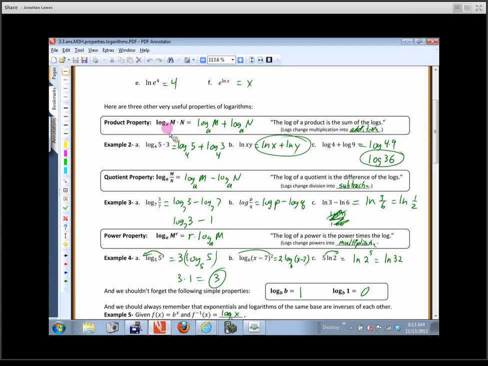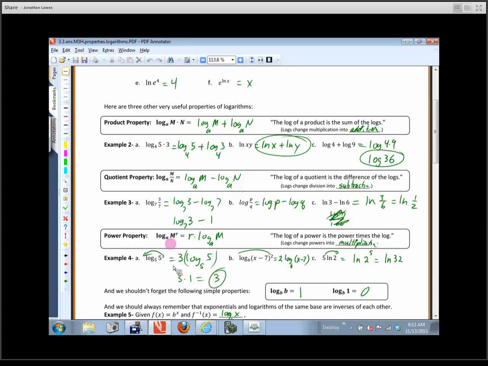So if we can change a multiplication problem into an addition problem, we're in pretty good shape. So if this is log base a of m times n, we get log base a of m plus log base a of n. And remember we said this is called an identity. It's a true equation. It works this way and it works the other way. It works from left to right and right to left. So depending on which way is more convenient for you, you can use the property in both directions. Quotient changes division into subtraction. The one on the top is positive, the one on the bottom is negative. So we put a negative out front of that log base a of n.